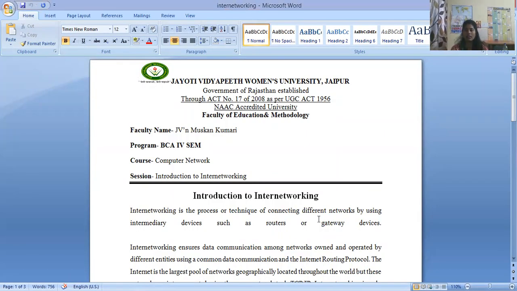internetworking file. So, internetworking is a process or technique of connecting different networks by using intermediary devices such as routers or gateway devices. Clear? So, what is internetworking? Internetworking is a process or technique which helps us connect different networks by using intermediary devices like routers or gateway devices.